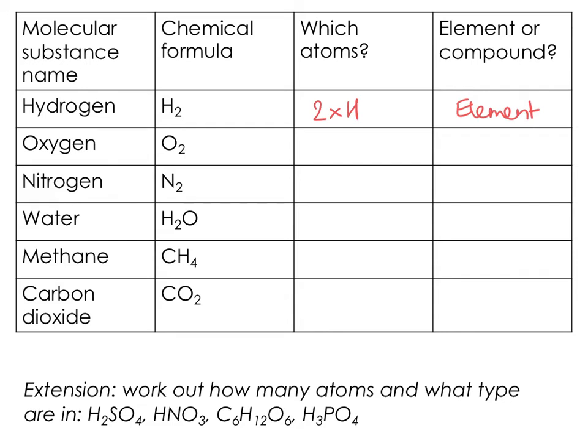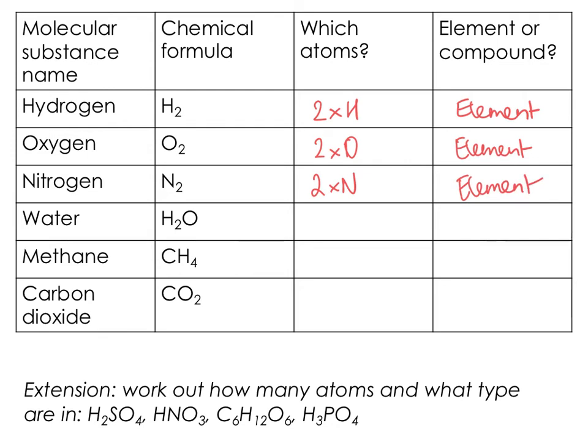Okay, so we've got oxygen. Its formula is O2. That little 2 tells us there are 2 oxygen atoms in the molecule. And it is made of only one type of atom, so that is an element. We've got nitrogen, N2. So again, it's only nitrogen atoms. There are 2 of them, and it is an element again because it's only one type of atom.